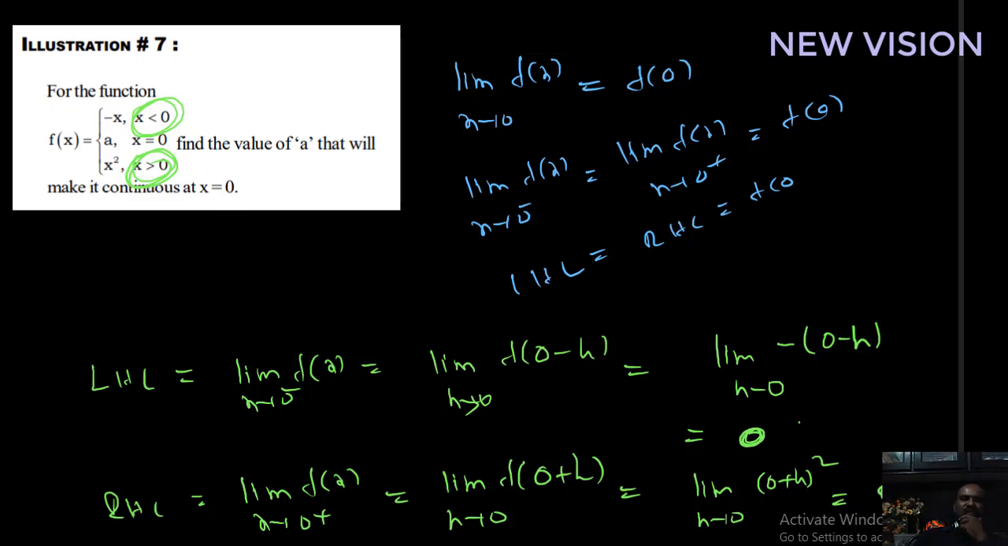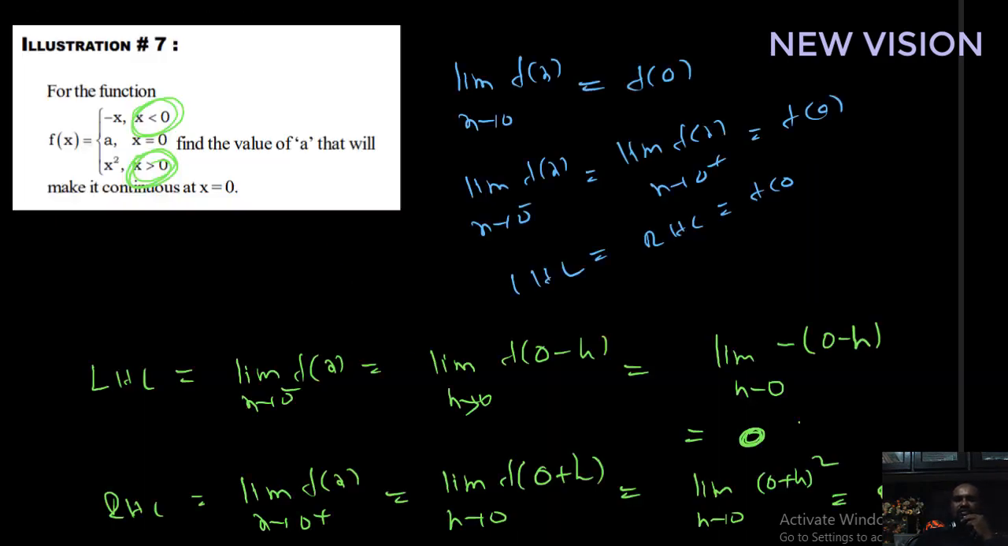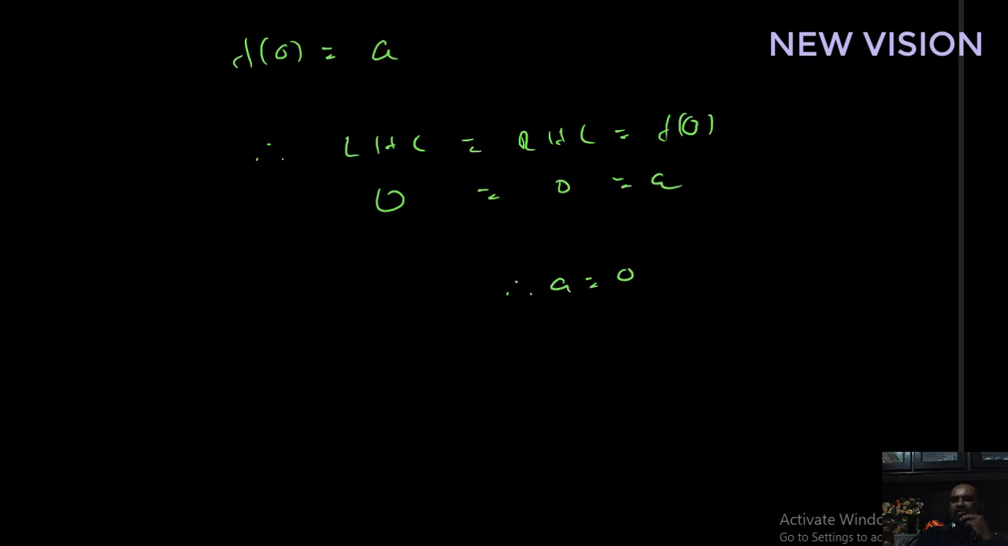Okay, next find f of 0, students. According to the problem, f of 0 is a. Therefore LHL equals RHL equals f of 0, that is 0 equals 0 equals a. Therefore the value of a equals 0 only.